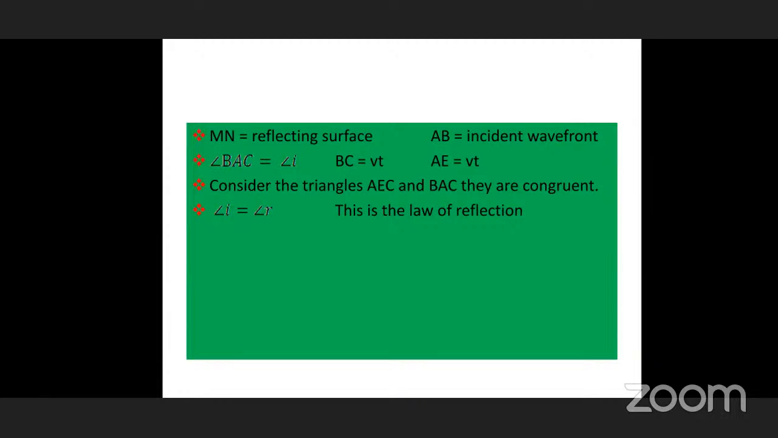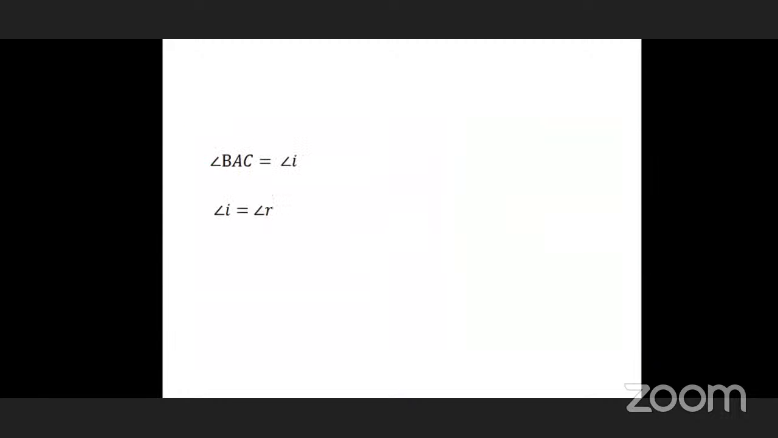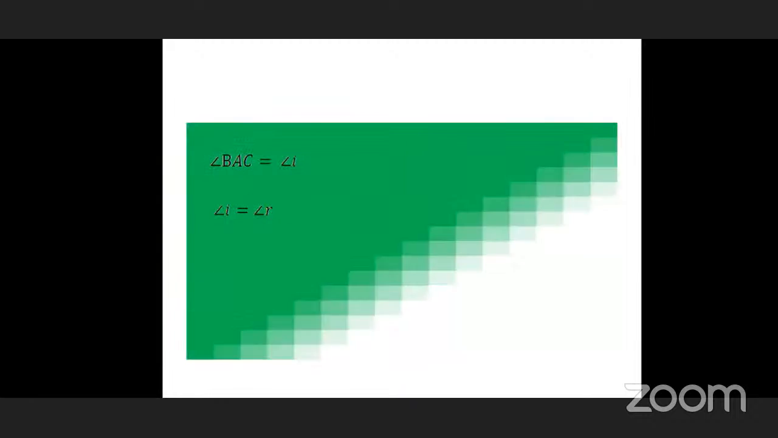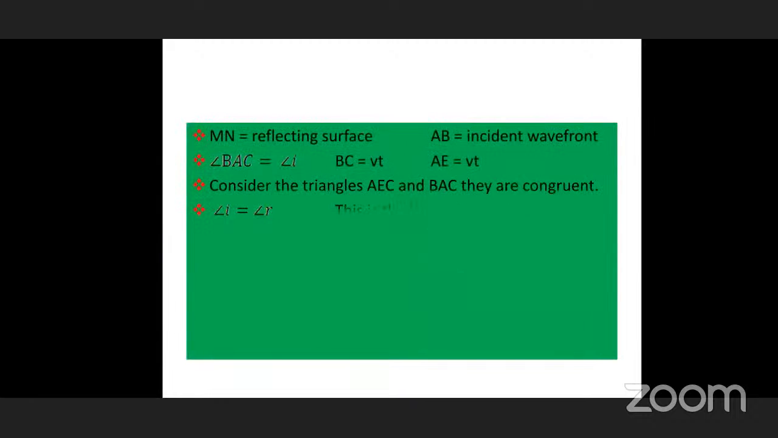Both these two triangles, you can see, are on the same base. So the same base is AC. AC is equal to AC, you can write. Therefore, these two triangles are congruent.